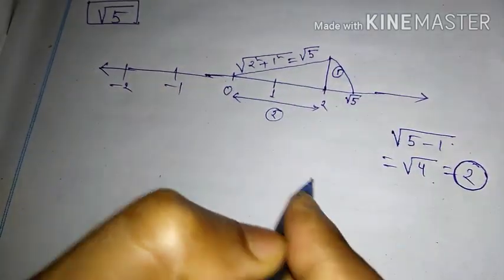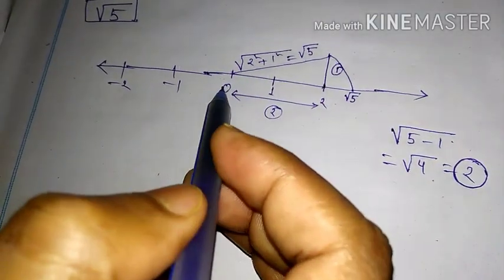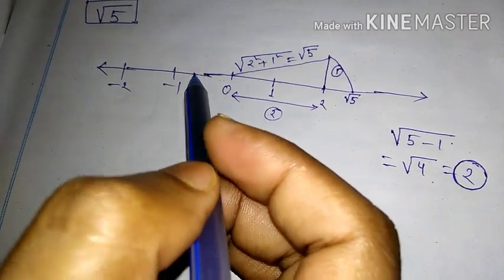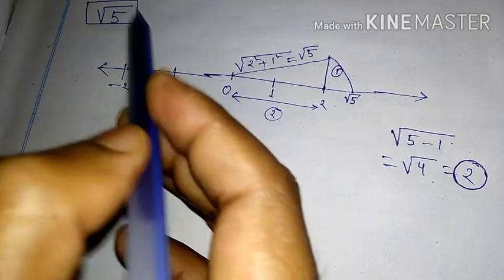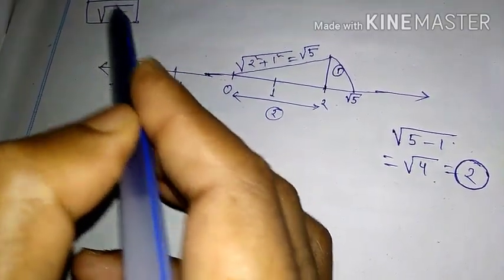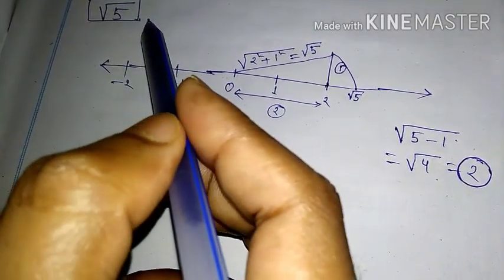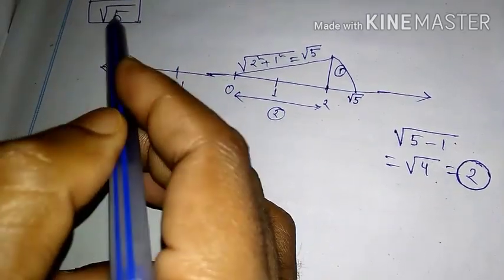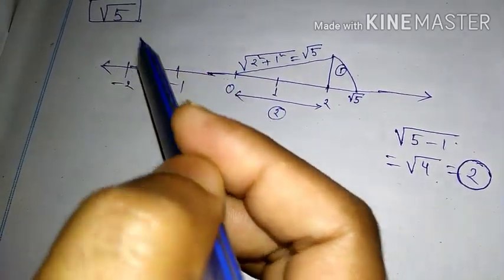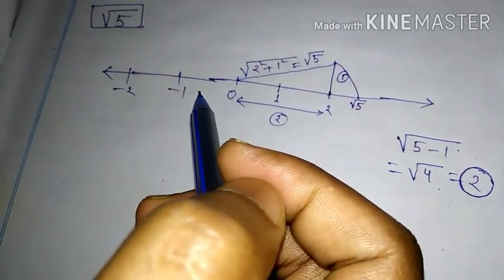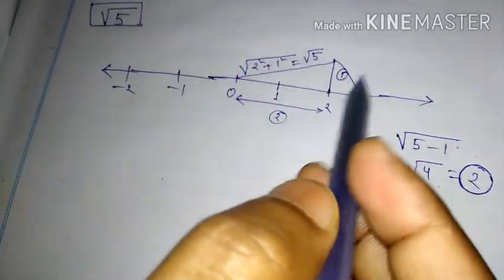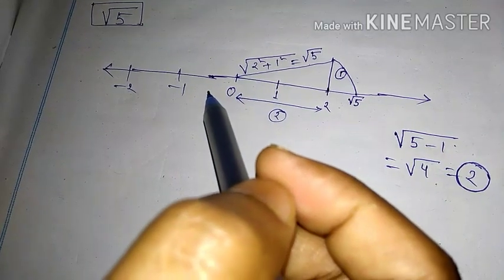So this was the total process of plotting an irrational number on the number line. First you have to locate the root of that number minus 1, then you can draw that irrational number, as written in the note. So this is the total process of how we can plot an irrational number on the number line.